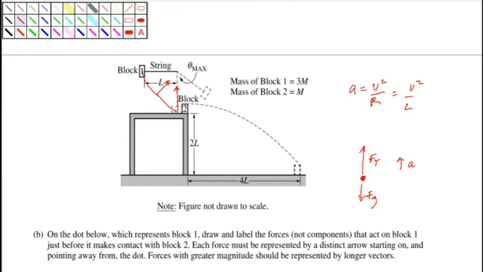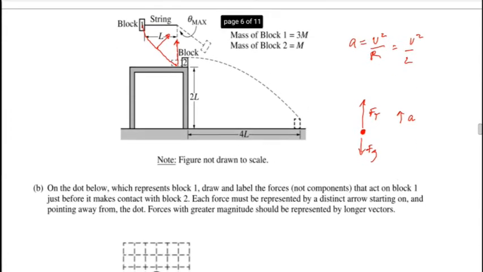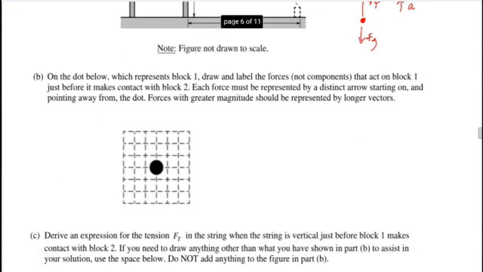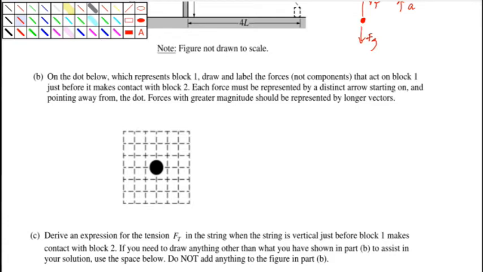And we can show that on our diagram down here as a longer vector upward for Ft. Now, we're not doing things quantitatively quite yet, so what I'll do is draw an upward arrow representing Ft, and a shorter downward arrow for Fg. And those are the forces that are acting on the block at that point in time.